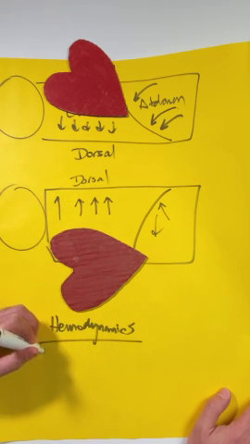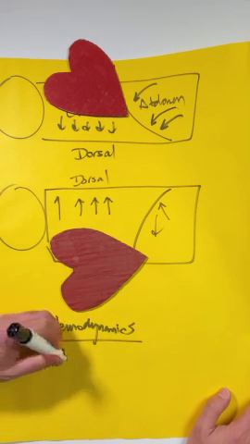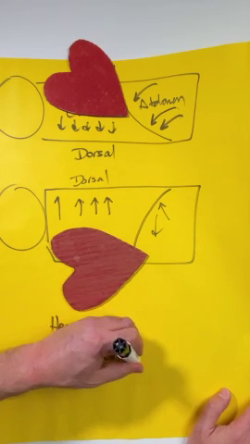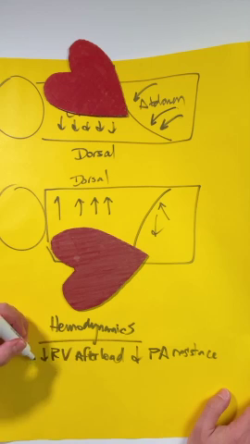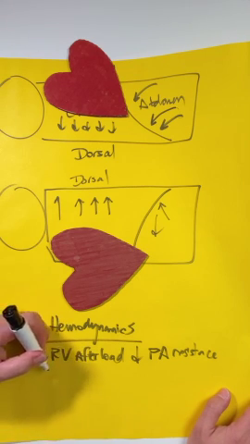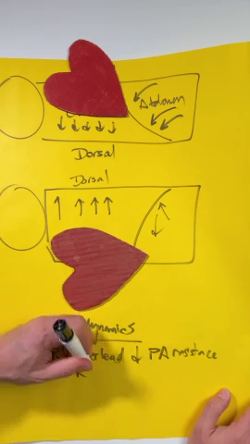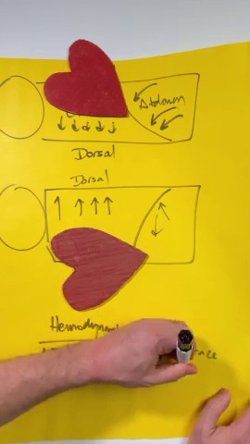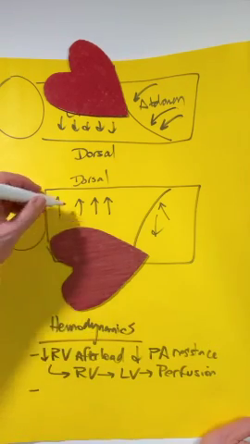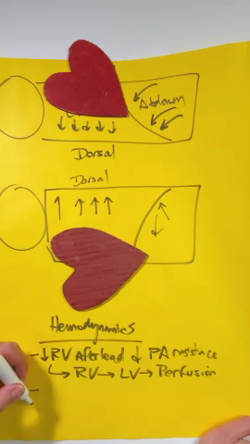That means that there is a decrease in the RV afterload because there's a decrease in the pulmonary artery resistance. And we talked about this before. When you can decrease your RV afterload, you increase the cardiac output from the RV to the LV, and that means better perfusion systemically.